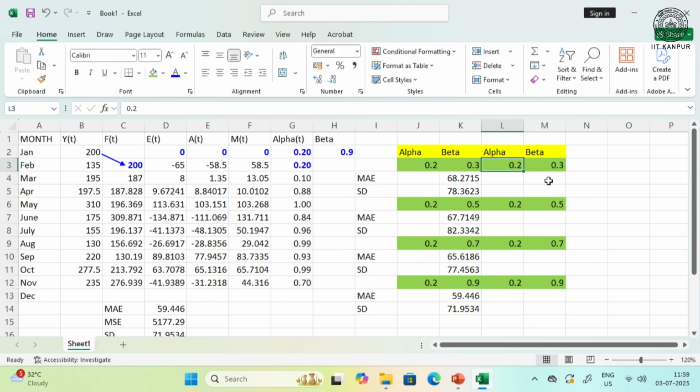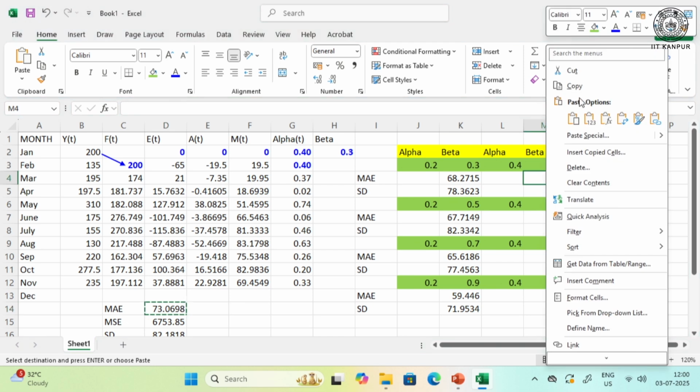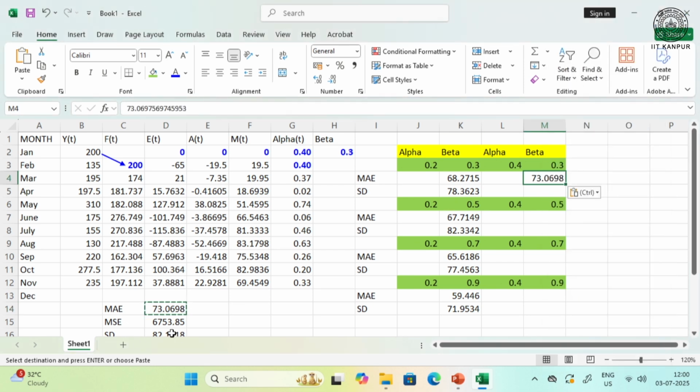So, now let me consider 0.4. If it is 0.4 alpha, and I put 0.3 here, it is 73 for mean absolute error and standard deviation is 82. I am just reading the first two numeric, not the decimal. Decimal would become relevant as I go to the discussion accordingly.